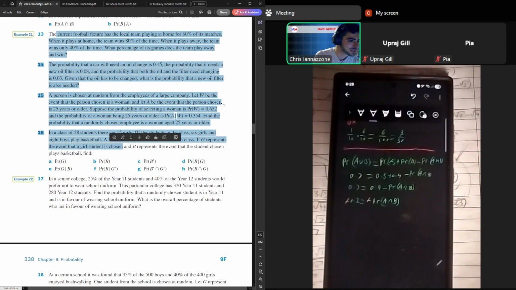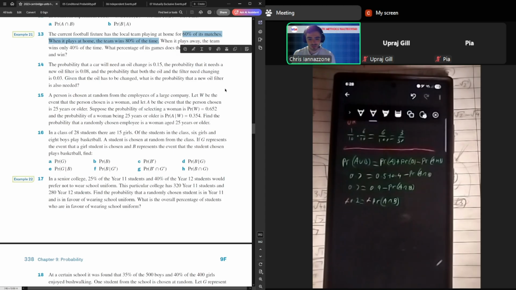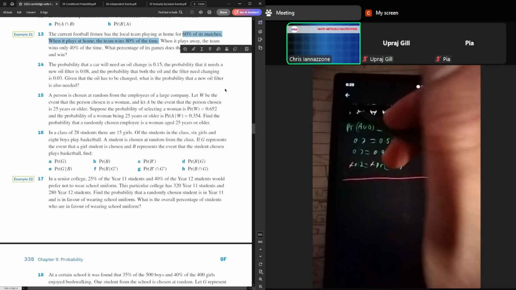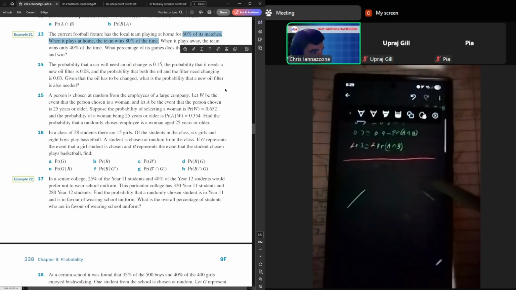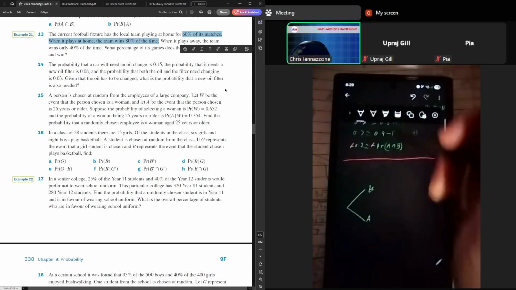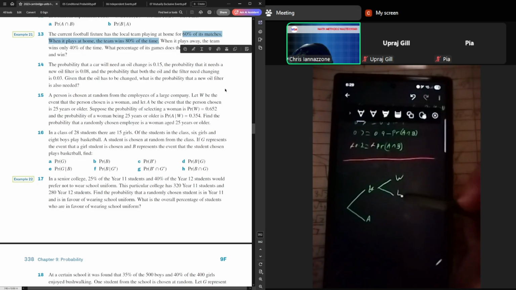So for the remainder of this, I'll talk about these extended response kind of things. So, current football fixture: playing at home 60% of the time, and when it plays at home, the team wins 80% of the time. That's a sequence right there. A pretty good way of doing this would be a Venn diagram. You'd have either home or away, so I'll say H or A, and then home and win, home and loss.